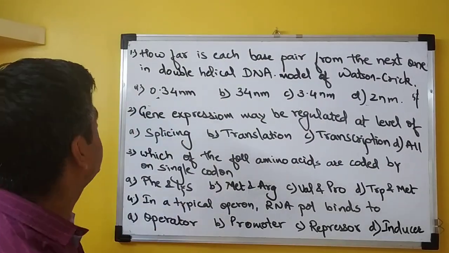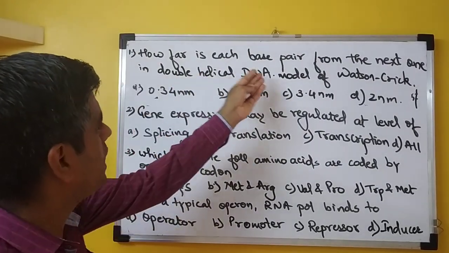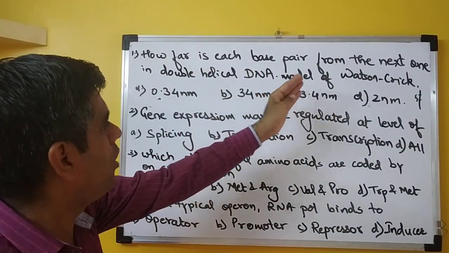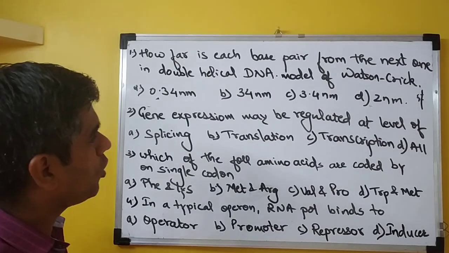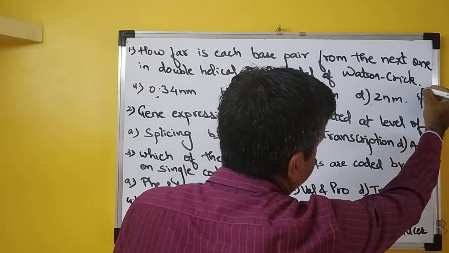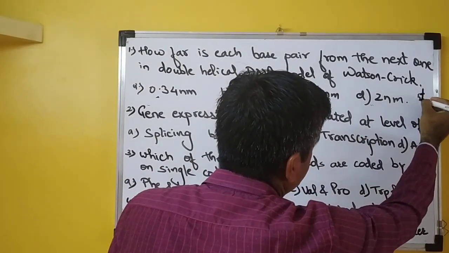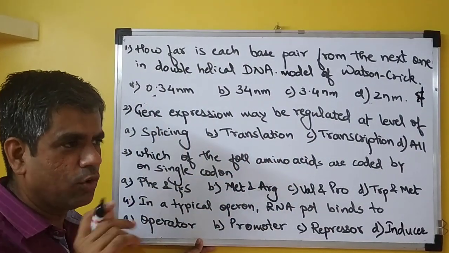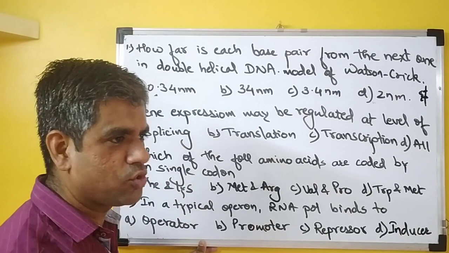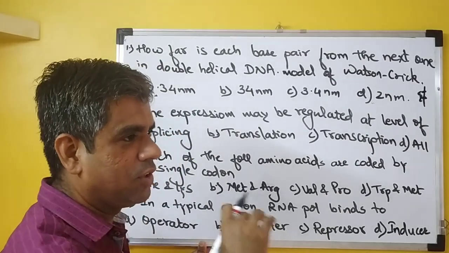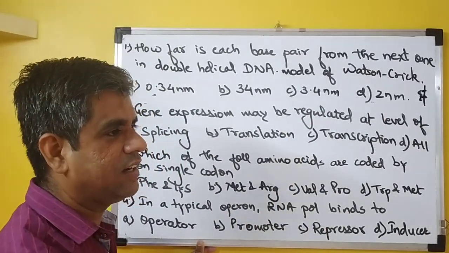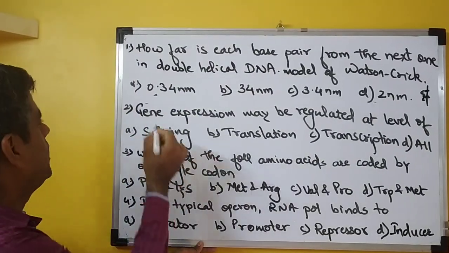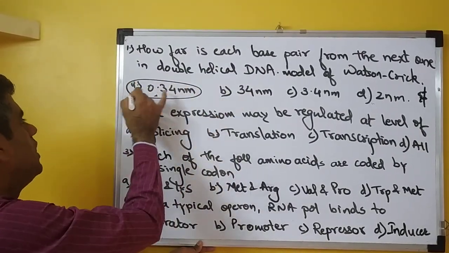So the first one says: how far is each base pair from the next one in a double helical DNA model of Watson and Crick? When you're talking about a typical DNA double helix, they have asked how far the two adjacent nucleotides are from each other. Now we know that they are 3.4 angstrom away from each other, and therefore the 10 nucleotides, when they take a turn, is 34 angstrom. In nanometers, it is 0.34 nanometer.